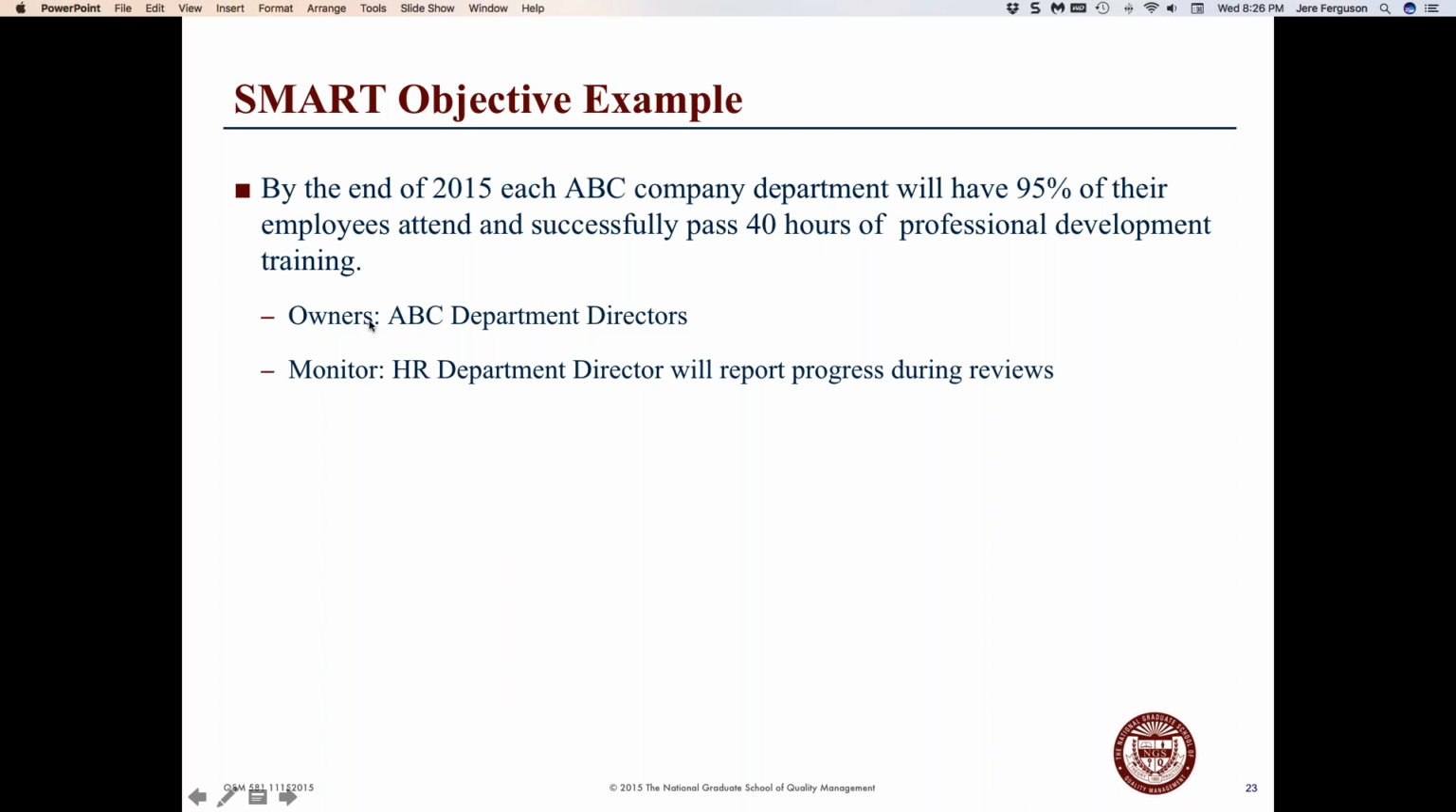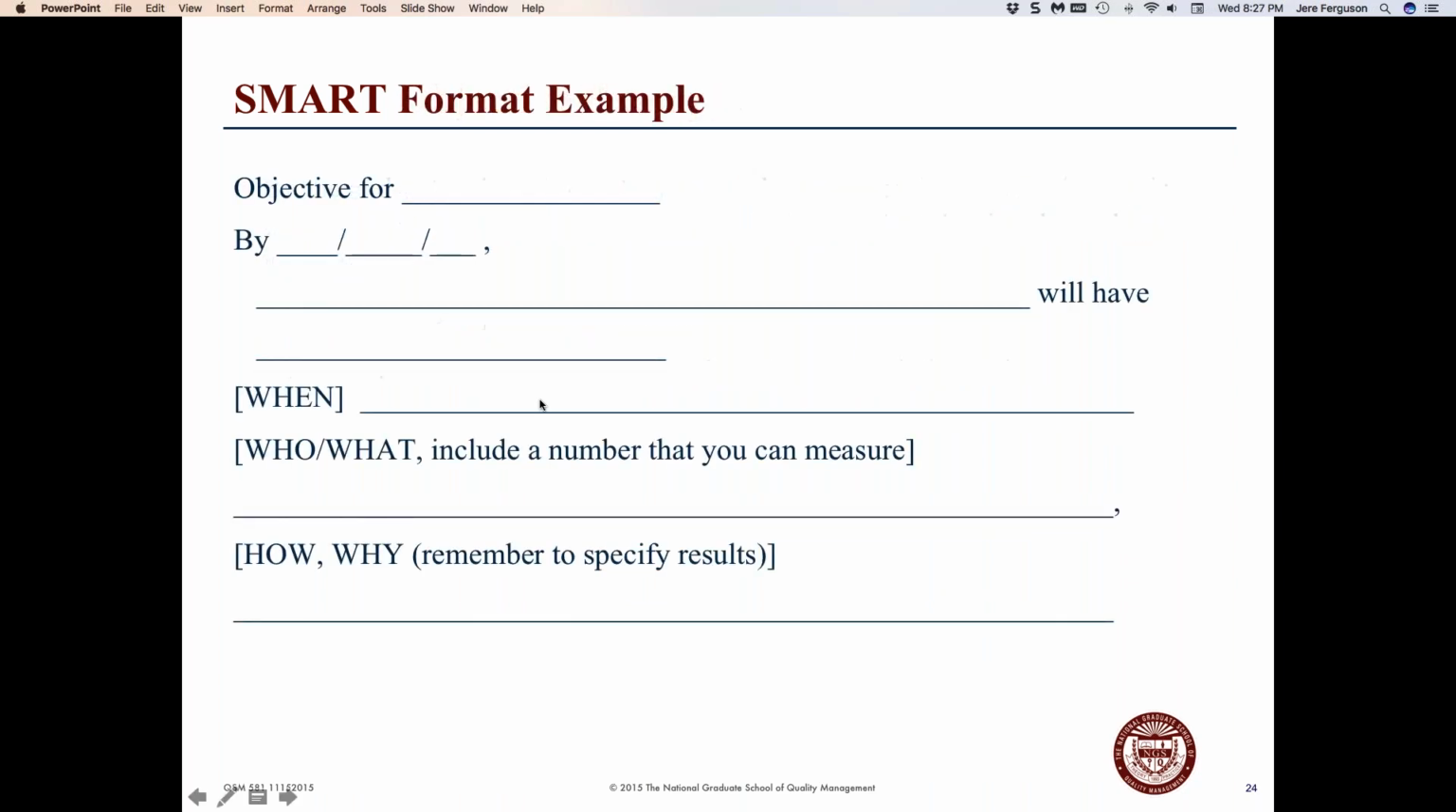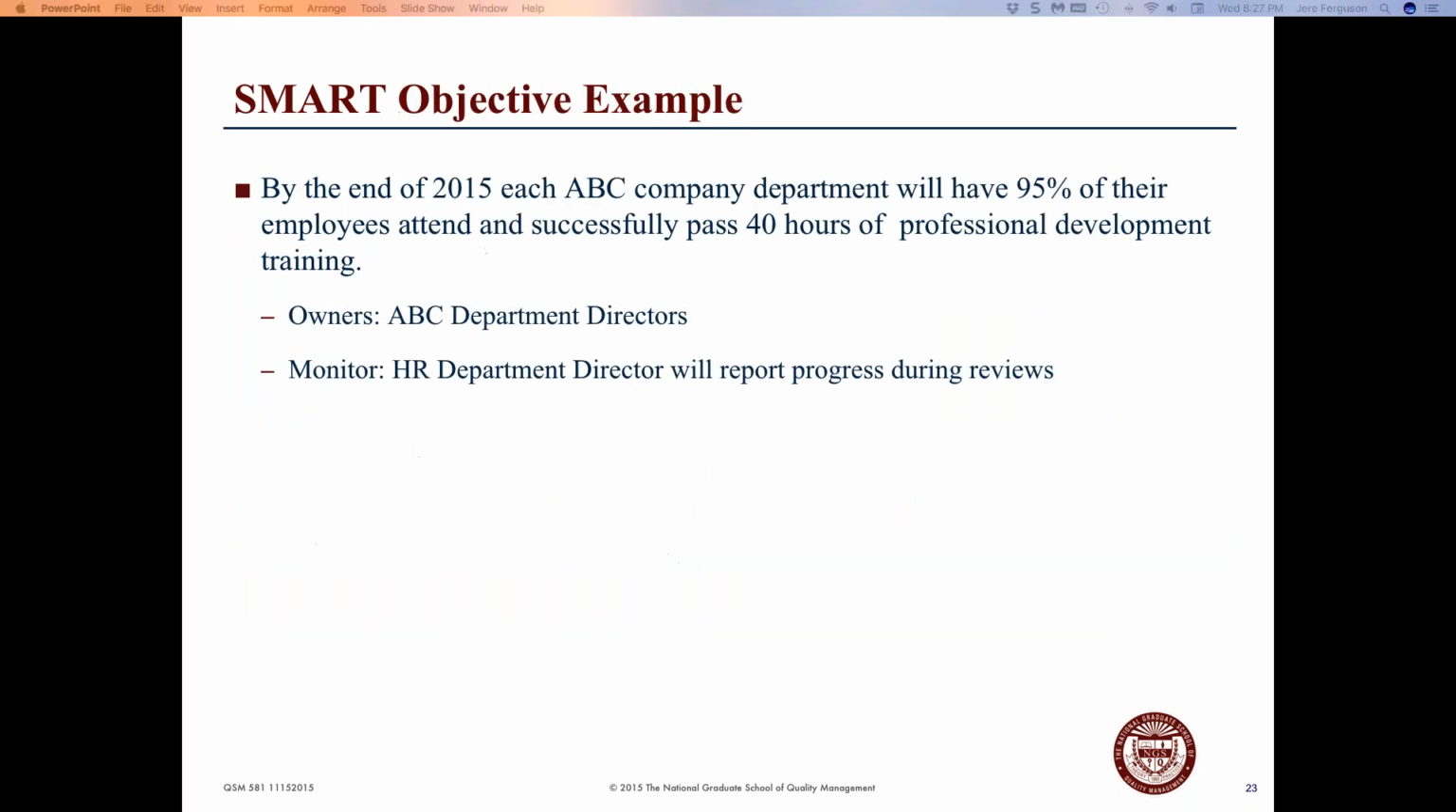Just an example of what they mean by a SMART application. And this is kind of a cheat sheet. If somebody wants you to create one, you fill in the blanks using this template, and it will help you to think about how to write one. What is the objective for? By what time frame? When, who, what, how, and why. You fill in the blanks, and it will drive you to write this type of a statement.